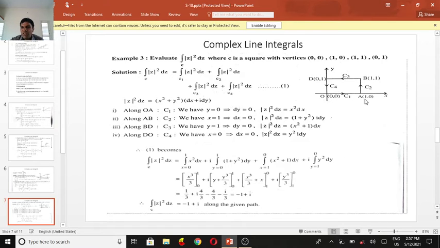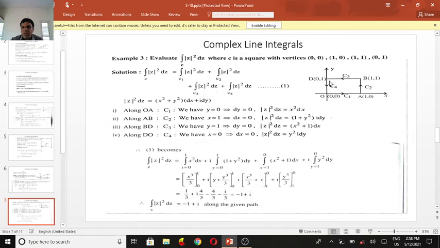Observe here, y varies from 0 to 1. So we get (1 plus y square) i dy, plus along the curve BD, here x varies from 1 to 0. So we get (x square plus 1) dx.